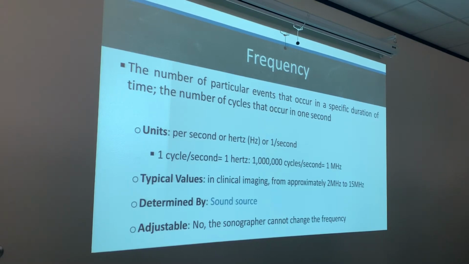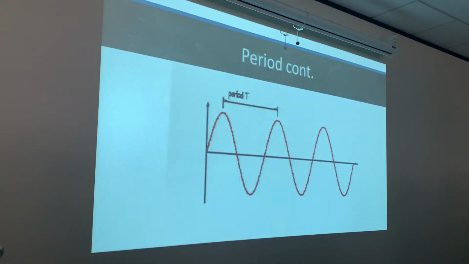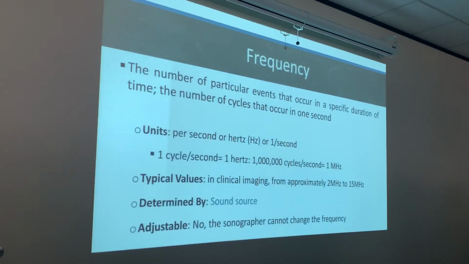So, if we know that, what would be the frequency of this wave, of this pulse, if this was 1 second? If this was 1 second, we already know that would be 3 cycles per second. So my frequency would be 3 cycles per second. Okay, that's how frequent these waves are happening. That's how often these waves are happening. All right. So again, the number of particular events that occur in a specific duration of time.